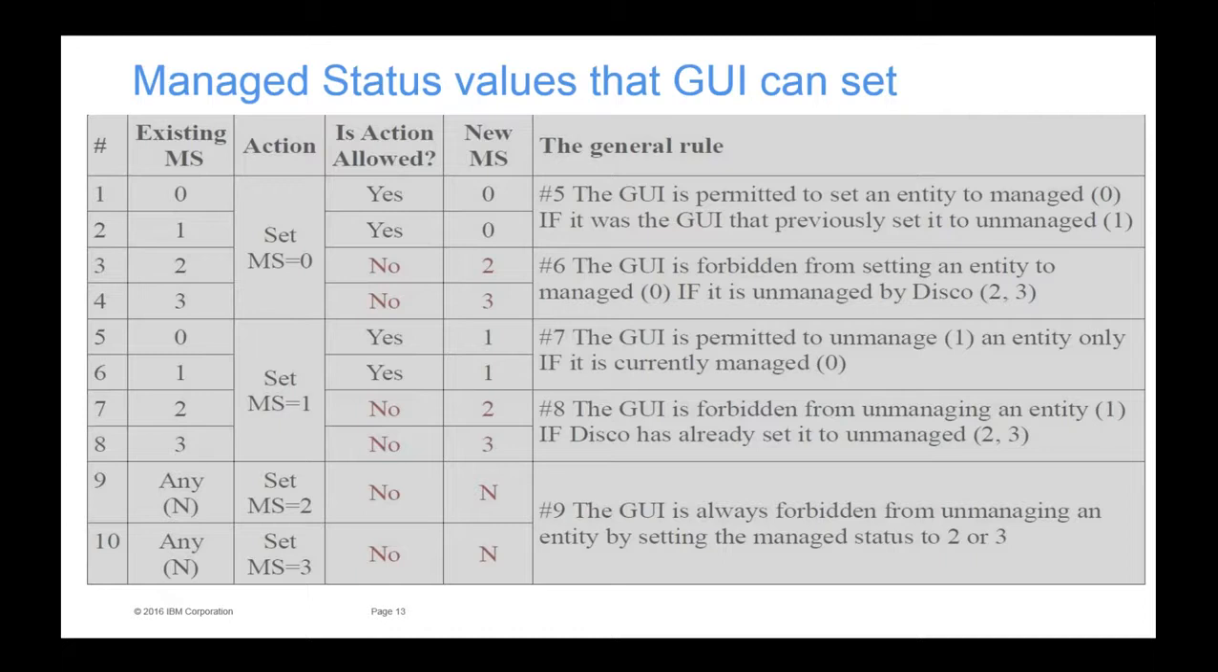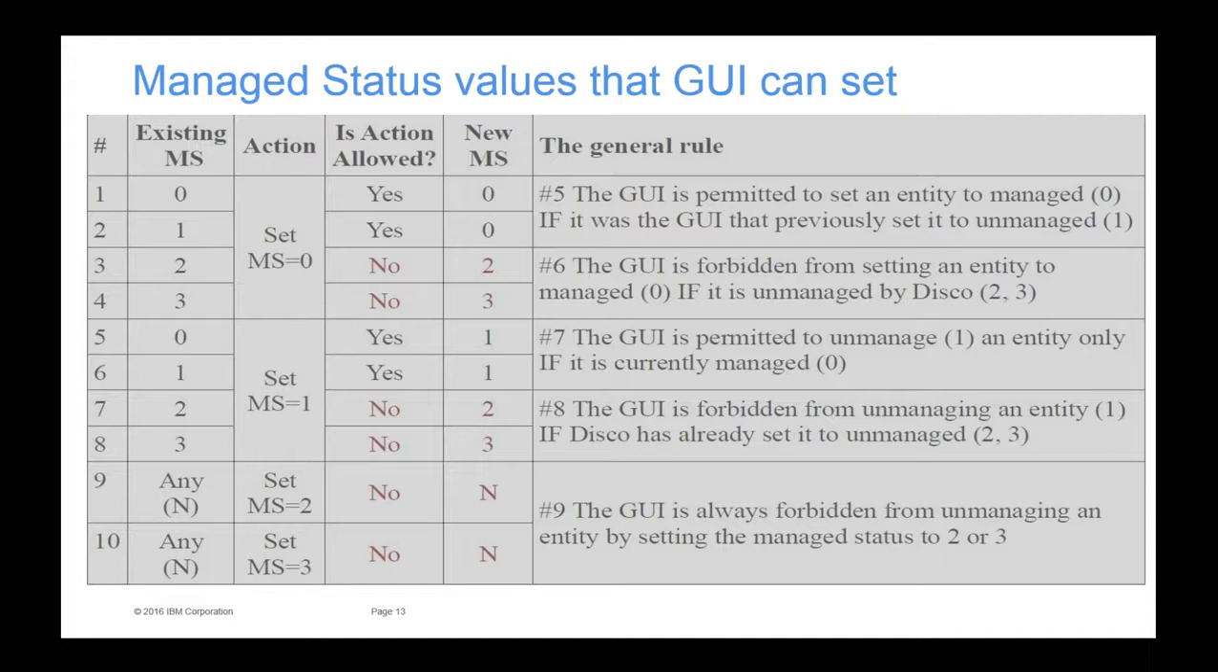Setting a 0 to 1, again this kind of falls in the same line with number 5. The GUI is permitted to unmanage an entity only if it is currently managed. You can go from 0 to 1 without issue. 1 to 1 wouldn't really happen. Again, if a value is set to 2 or 3, are you able to set it to 1 via the GUI? No, the answer is no. The GUI is forbidden from unmanaging an entity if DISCO has already unmanaged it.